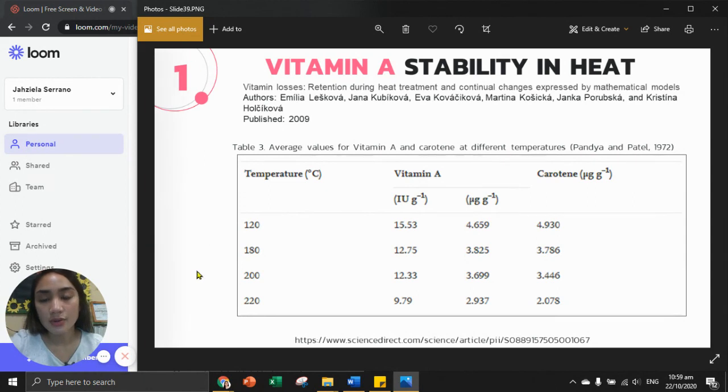So, that's how you look at tables. Now, you just look at the trend. The more na tumataas yung temperature, bumababa din yung ating vitamin A. So, in this case, in most studies, yes, no?